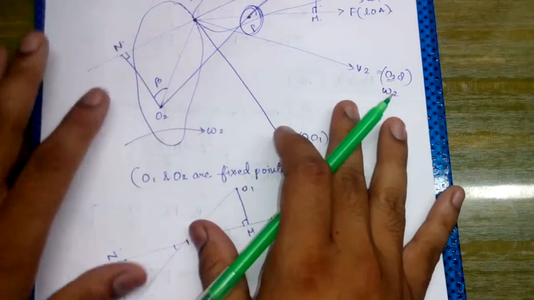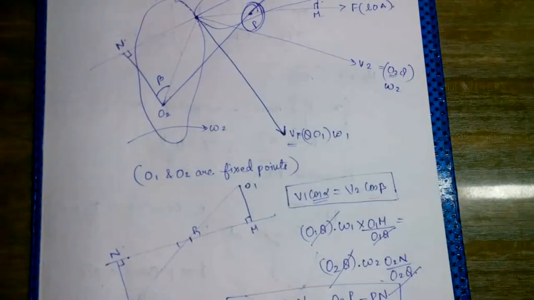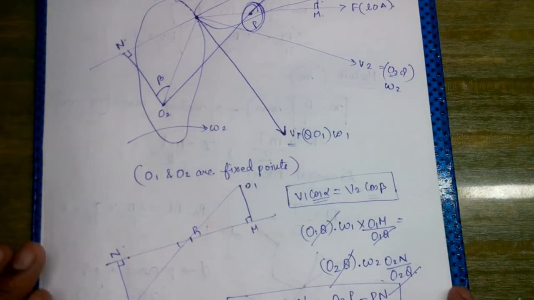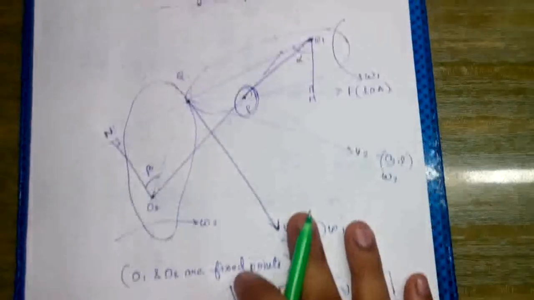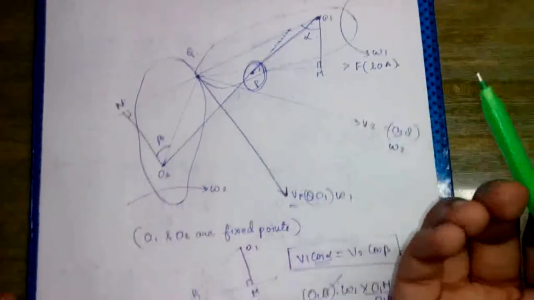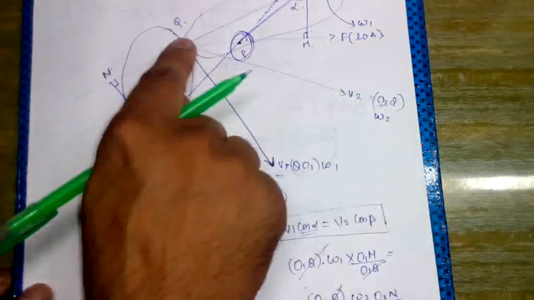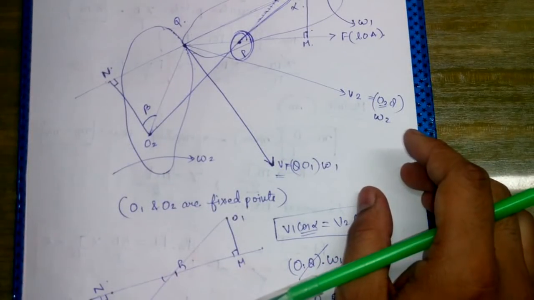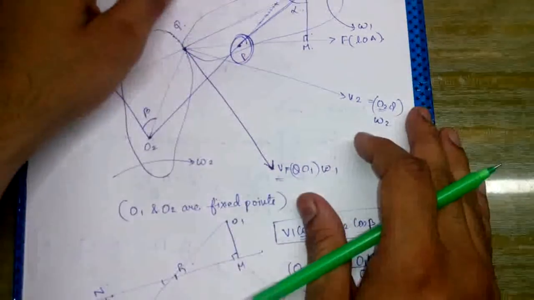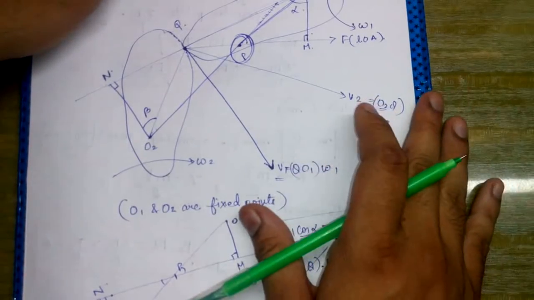So for the bodies to be gears, the line of action must pass through the pitch point. This is our short and most effective statement: for the bodies to be gears, the line of action must always pass through the pitch point, and the line of action is also the common normal at Q. So the mating profiles are designed in such a way that the law of gearing is always satisfied.